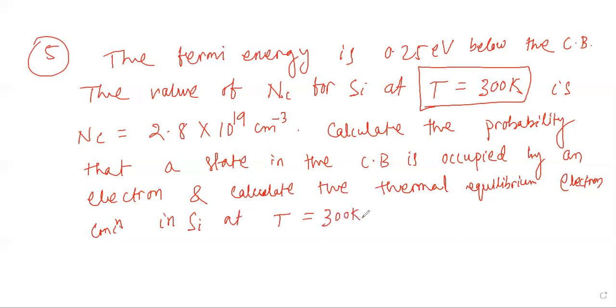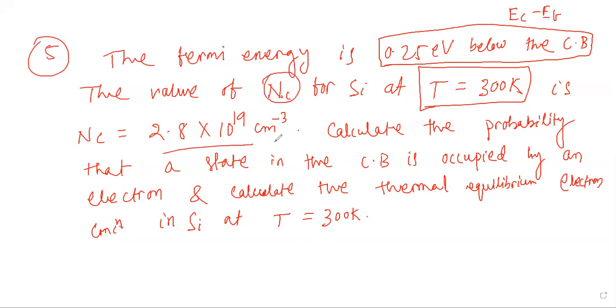So you can see it's a direct question. The Fermi energy is 0.25 eV below the conduction band. So this is the energy gap between EC and EF, EC minus EF, which is known, 0.25 electron volt. The value of NC is given, the effective density of states. Calculate the probability that a state in the conduction band is occupied by an electron.